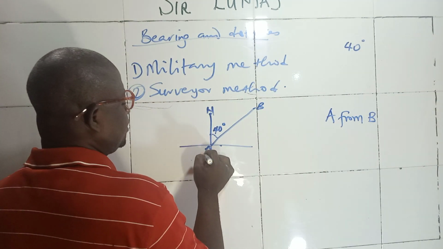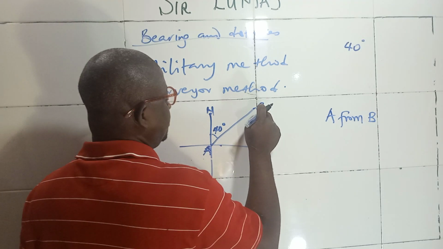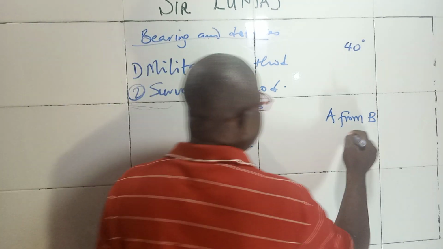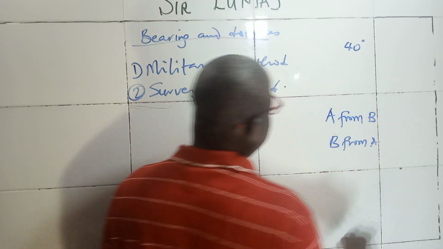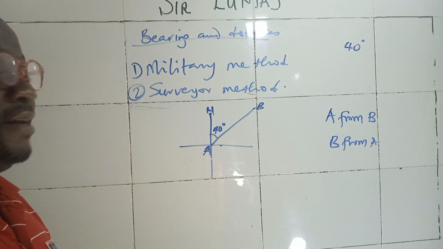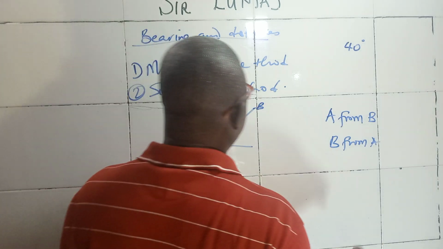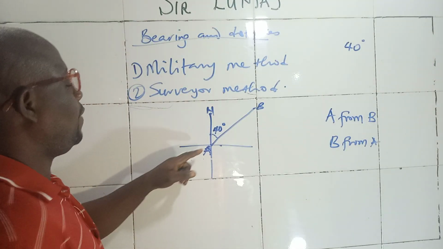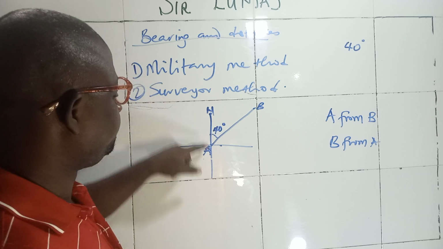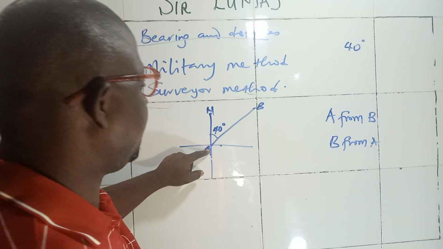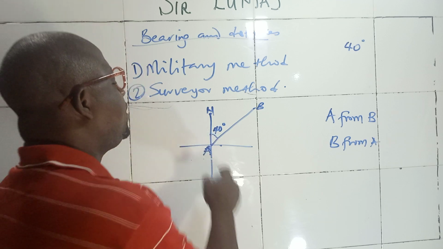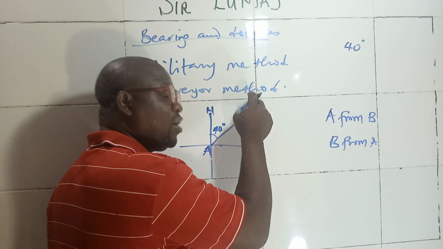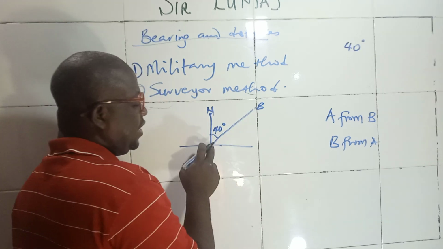A from B, or B from A? They can say calculate B from A, because this is what they always ask in your exam: A from A, A from B, or B from A. Now the man has moved from point A to point B on a bearing of 40 degrees.